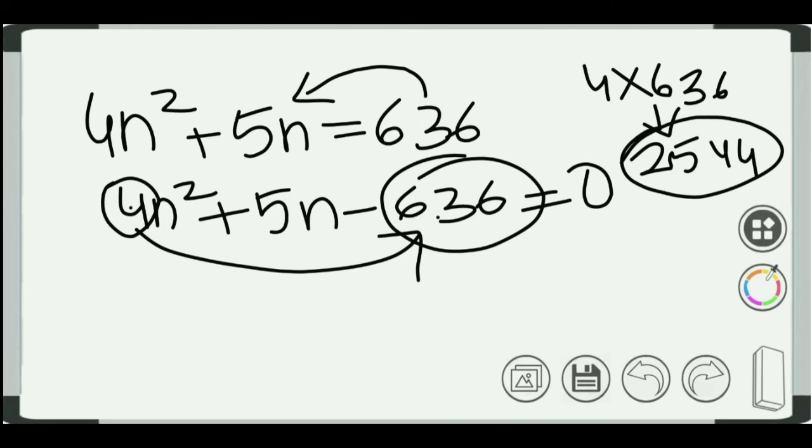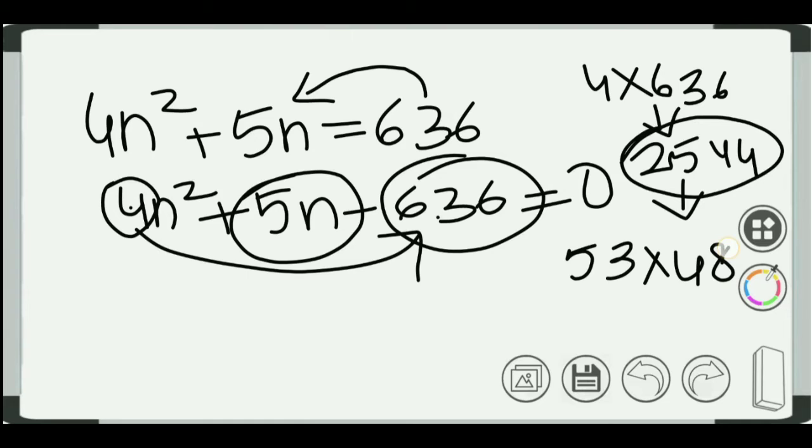You need to take the factors of 2544 such that if you add them, you get the middle term, that is 5. So for 2544, you can take 53 into 48. Yes, 53 into 48 is 2544. You need to check whether if you add these two, you get plus 5 or not. If you are getting plus 5, you can take 53 and 48. So you can take minus 48, then only if you add it, you will get 5.